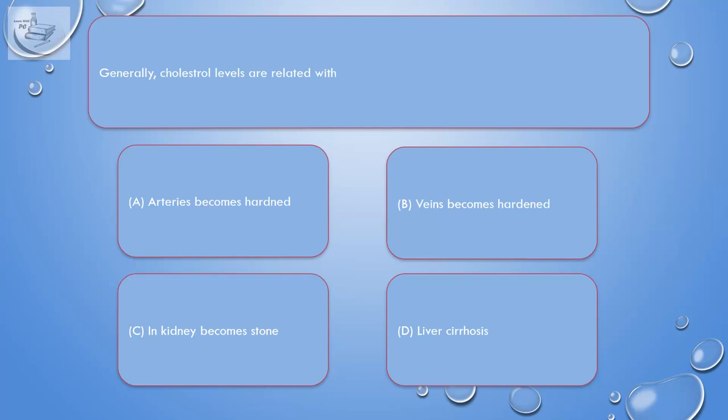Question: Generally, cholesterol levels are related with A. Arteries becomes hardened. B. Veins becomes hardened. C. In kidney becomes stone. D. Liver cirrhosis. Correct answer is A. Arteries becomes hardened.